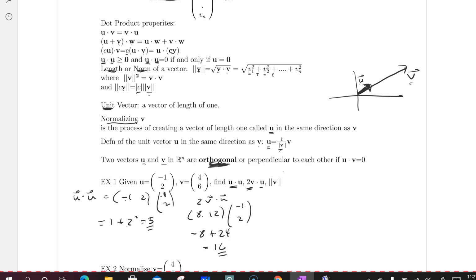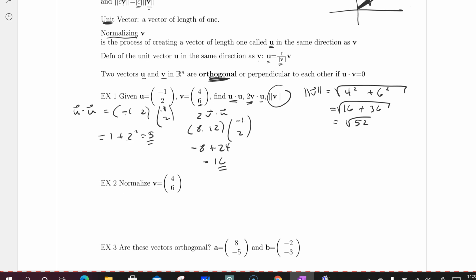All right, so let's do this one. The norm or the length of the vector v. The length of the vector v will be the square root of each of the components of v squared. So 4 squared, 6 squared, so 16 plus 36, so what is that, 52? So the square root of 52 is the length of v.